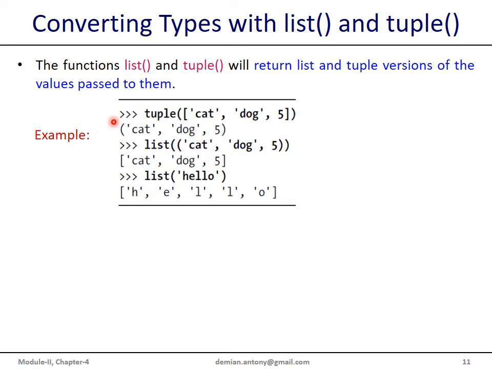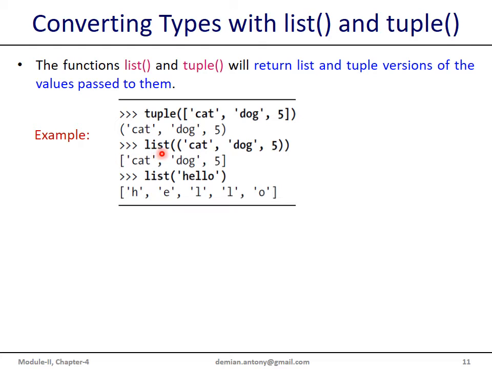Let us take up the example. Here in this example, we are converting a list having 3 elements to a tuple, and the return of this tuple function is a tuple equivalent of the list containing these 3 elements.